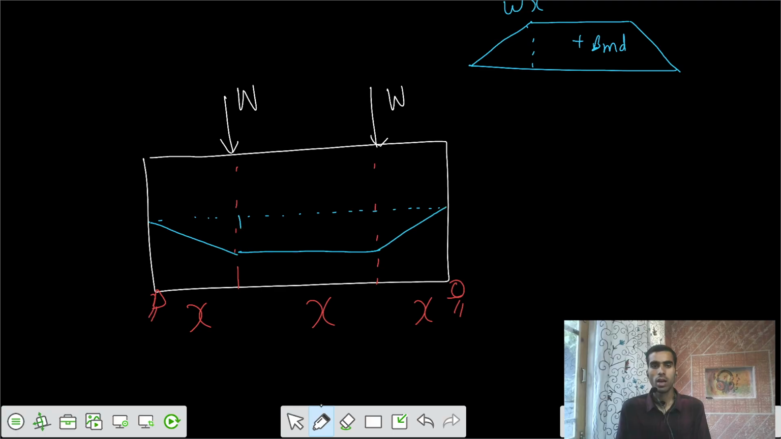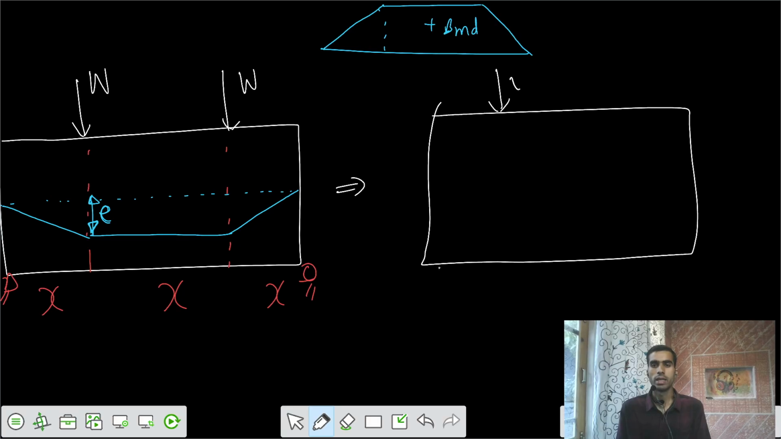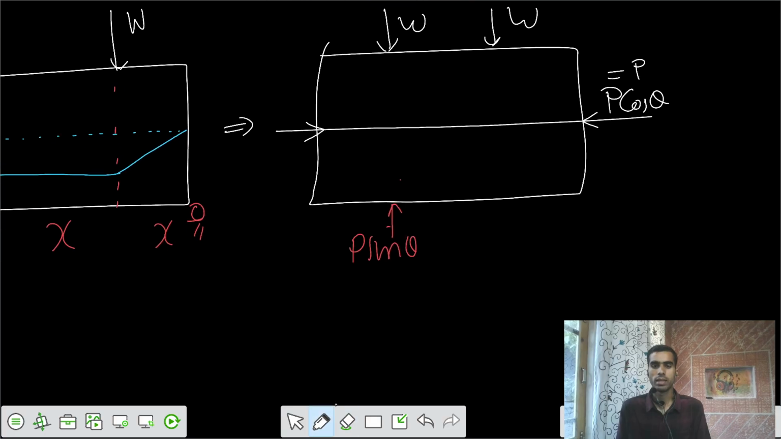Now I need to say what is the value of E here? So I would say your value of E would be such that once I balance it, I can treat it in this way: we have two loads acting here, W and W, and I can treat this cable as a straight line with E equal to 0, and I'm applying those balanced loads of P sine theta at these points. P sine theta, and the second one is also P sine theta.